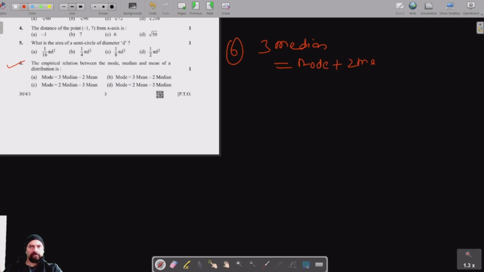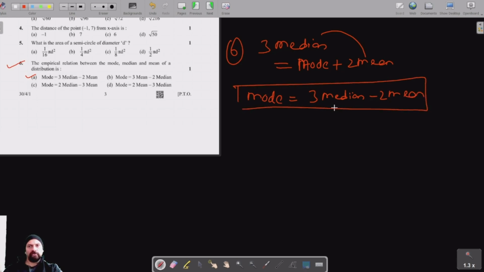Now, all these empirical relations are given in terms of mode. So let's try to find out mode from here. Let's shift it to the left hand side. So it becomes 3 median minus 2 mean. So mode is equal to 3 median minus 2 mean, which is option A.